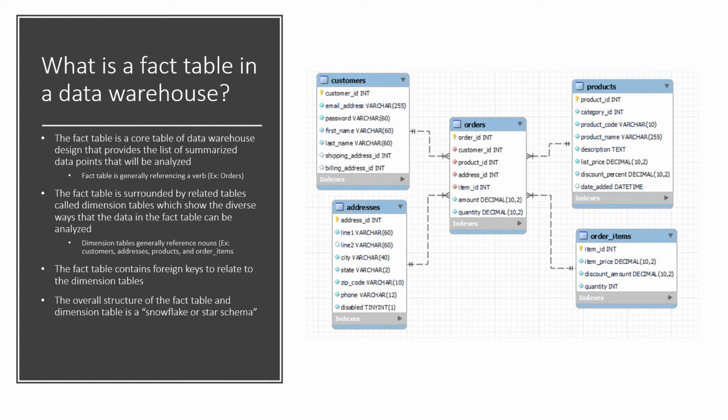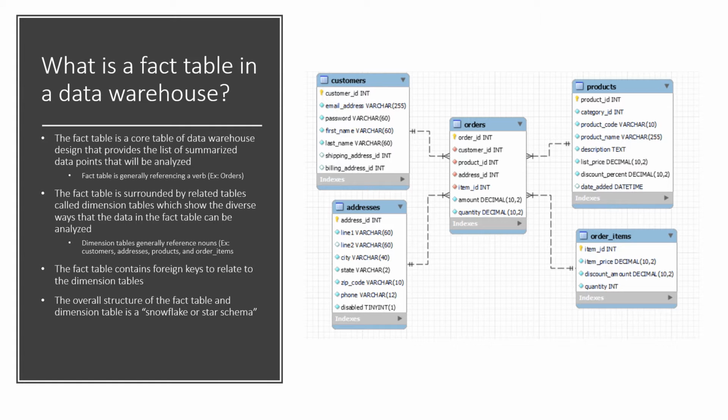What is a fact table in a data warehouse? A fact table is a core table of a data warehouse design that provides the list of summarized data points that will be analyzed. A fact table is also generally referencing a verb.